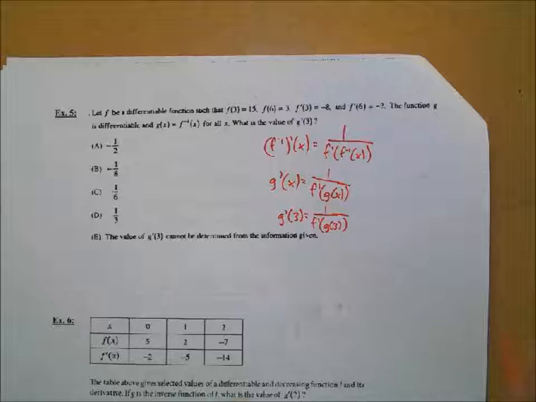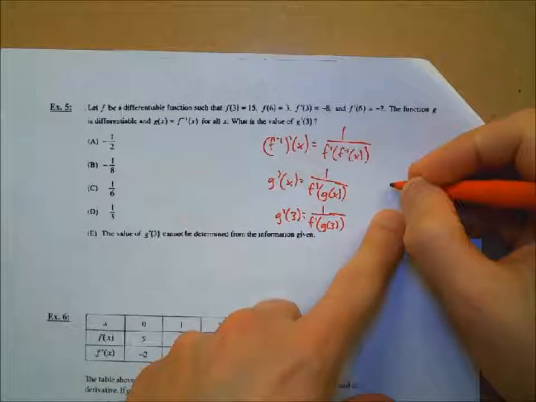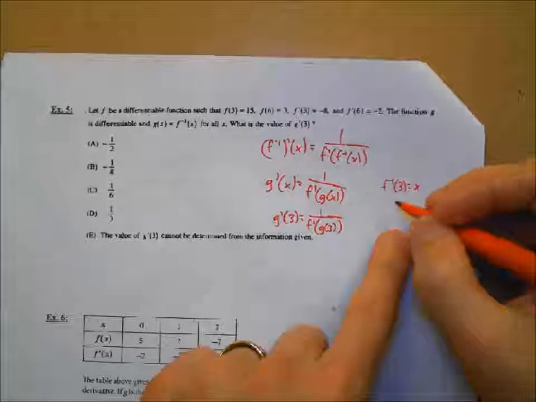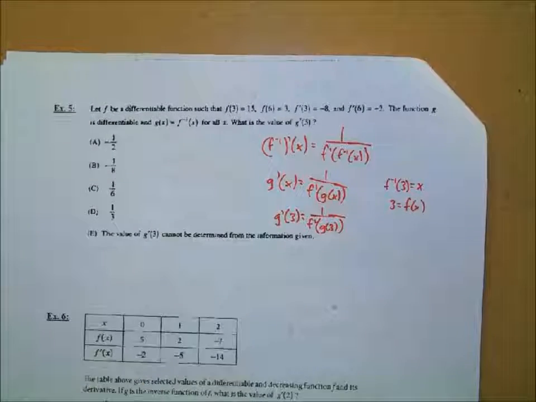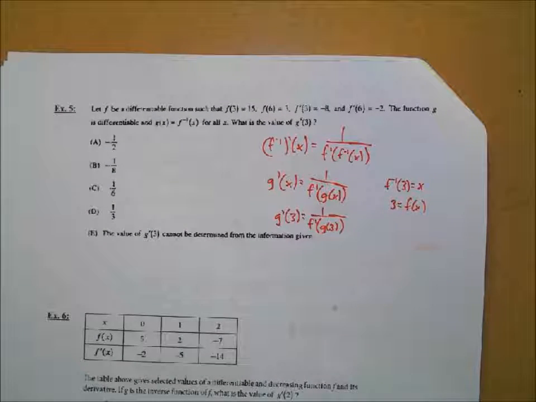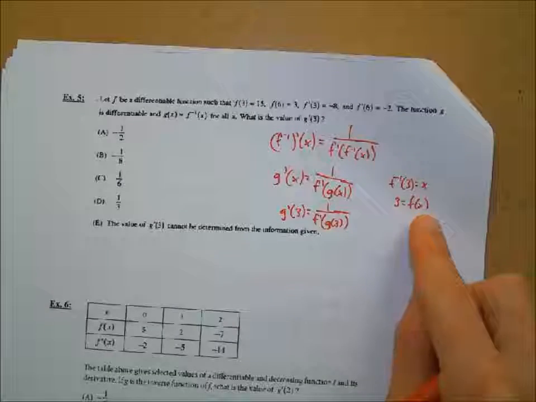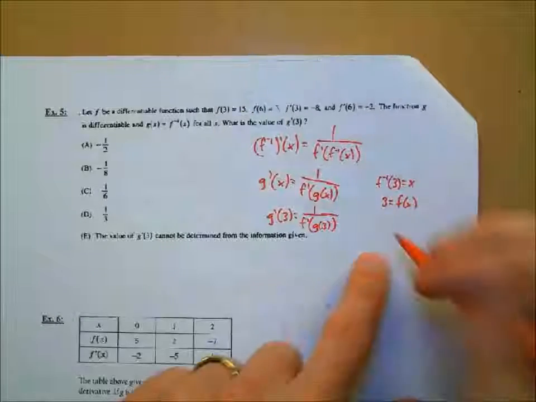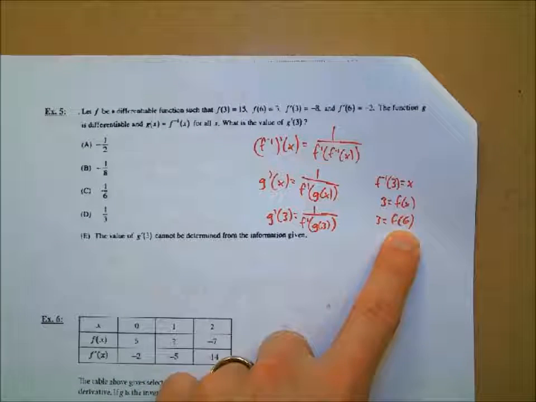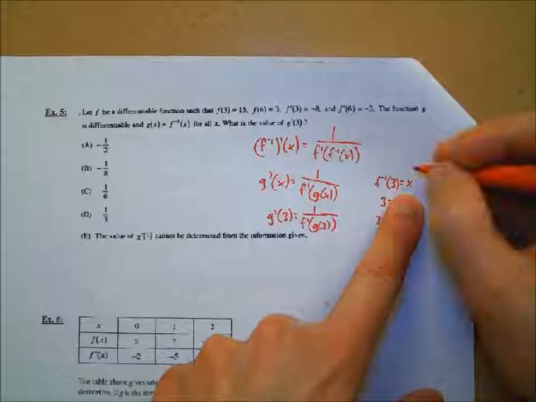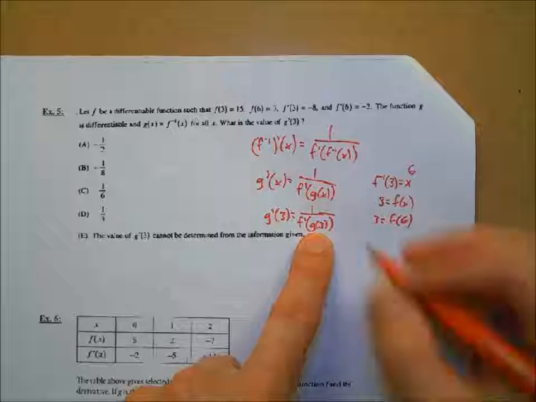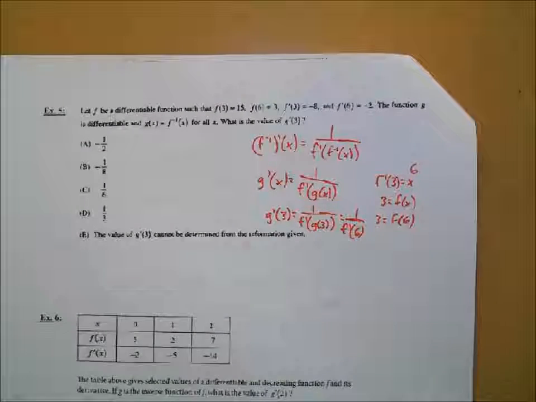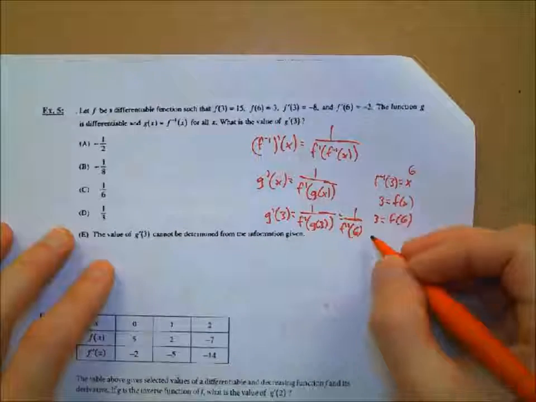Well, remember, again, that G was F inverse. So evaluating G of 3 is the same thing as evaluating F inverse of 3, which is going to equal some X value there. Or in other words, 3 is equal to F of X. So what must X be? What must X be so that when I take F of it, I get 3? 6. F of 6 is 3. So what is F inverse of 3? It's 6. In other words, what is G of 3? It's 6. So this is 1 over F prime of 6. What's F prime of 6? Negative 2. So this is negative 1/2 is your answer.